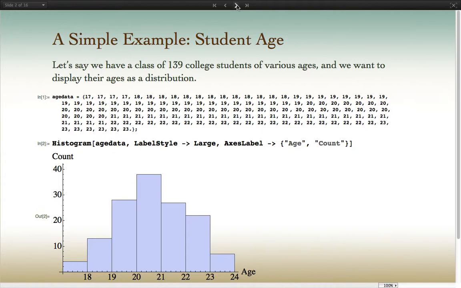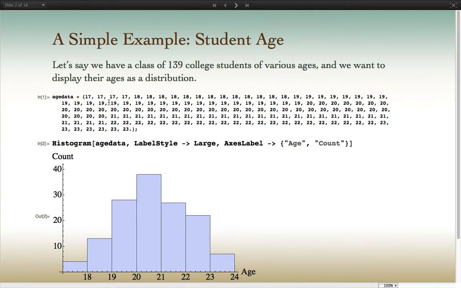Okay, so we're going to start with a very simple example. Let's say there's a college class where there's 139 students in the class, and we want to get a sense of how old the students are. So we could just list all of their ages like this, and that's not particularly helpful, not too easy to look at.